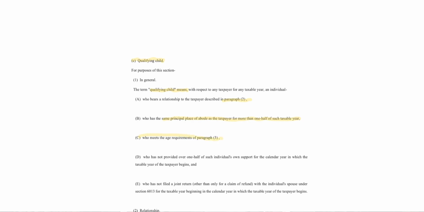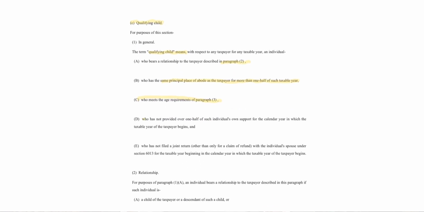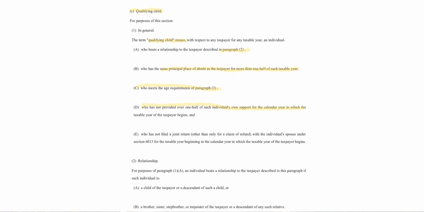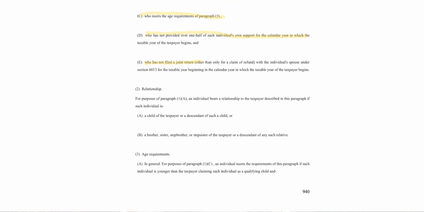who meets the age requirements of paragraph 3, who has not provided over half of the individual's own support for the calendar year, again, promising, right? Who has not filed a joint return. The relationship test. So, for purposes of 1A, an individual bears a relationship to the taxpayer described in this paragraph if such individual is a child of the taxpayer or descendant of such child, or brother, sister, stepbrother, or stepsister of the taxpayer or descendant of any such relative.